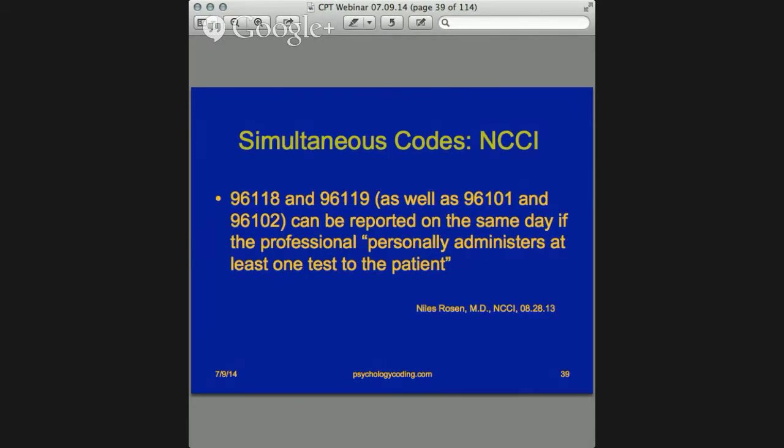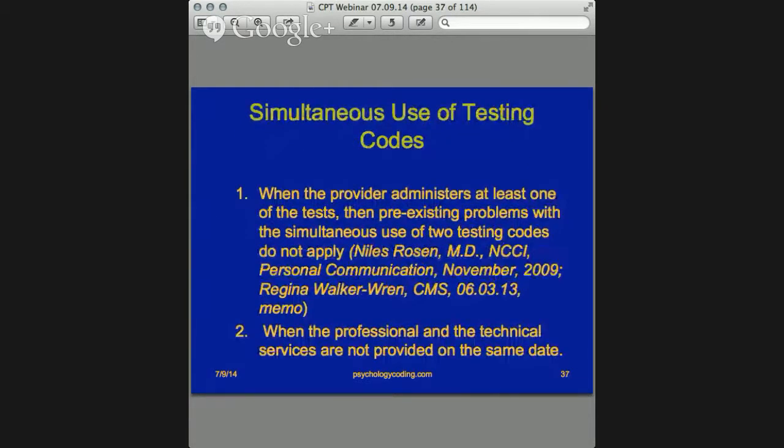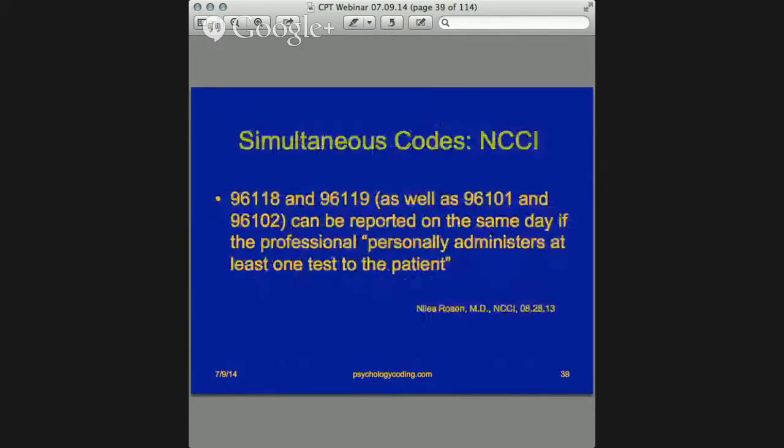Now, a quick comment regarding 118 and 119: they can be reported if the professional administers at least one of the tests to the patient. So it may be useful for you to consider re-administering one of the tests, or taking one test that you're particularly fond of, like the clock drawing, and giving it to the patient. In other words, if you're going to bill 118 and 119 on the same date of service, it behooves you to seriously consider administering at least one test yourself. Alternatively, as I see in the previous slide, slide 37, you have the opportunity to administer the test on one day by the technician and do the interpretation on the other. So I hope you're starting to get a sense that these things can occur, but it's not as simple as just doing it.